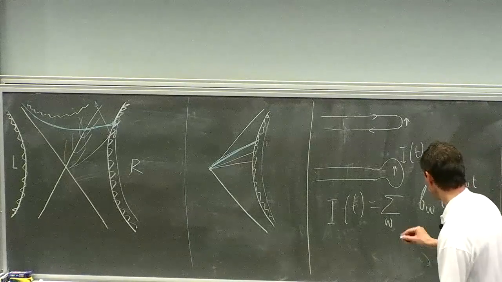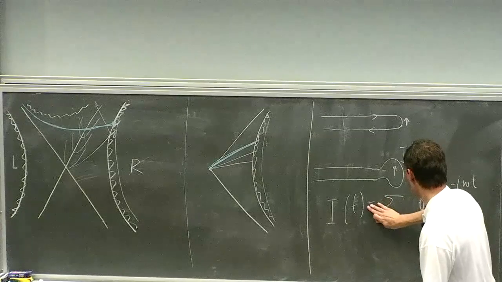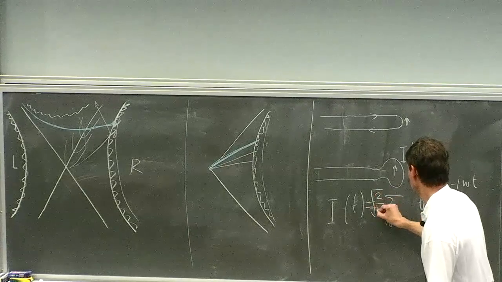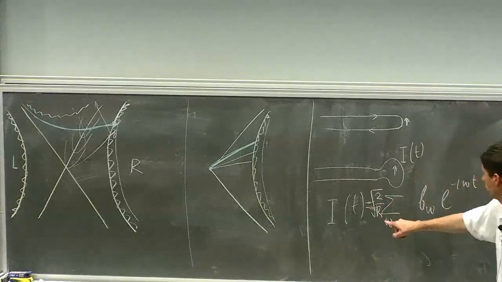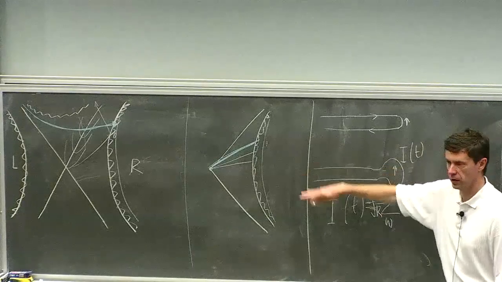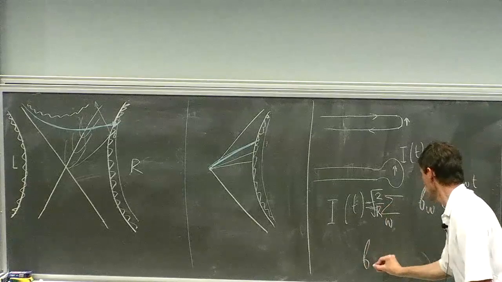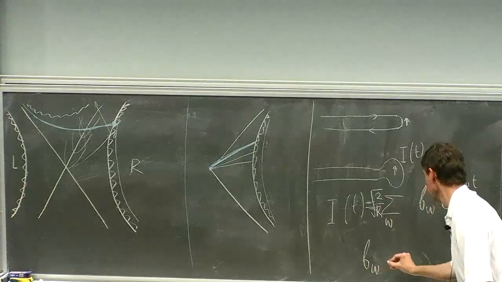And we should put some coefficient in front. I guess it's this. R is the effective resistance of this line. And these bosons have this commutation relation.